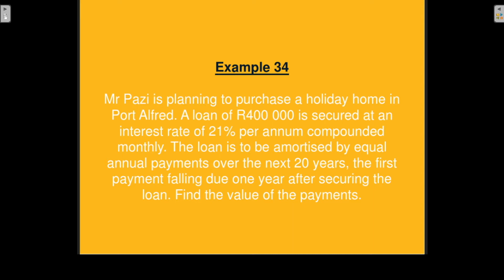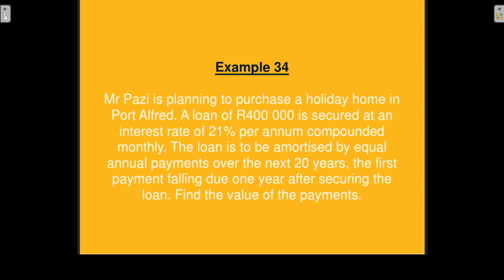Mr. Pasi is planning to purchase a holiday home in Port Alfred. A loan of 400,000 rands is secured at an interest rate of 21% per annum compounded monthly. The loan is to be paid back with annual payments over the next 20 years, the first payment falling due 1 year after securing the loan. Find the value of the payments.